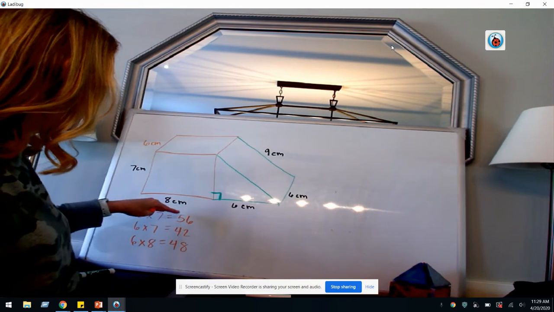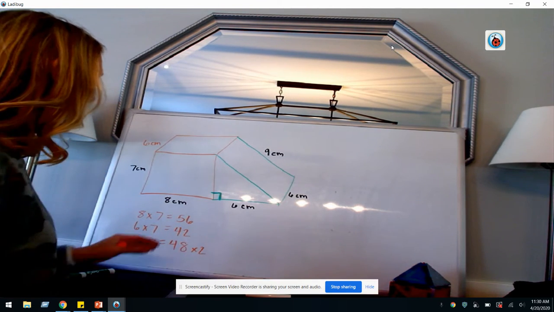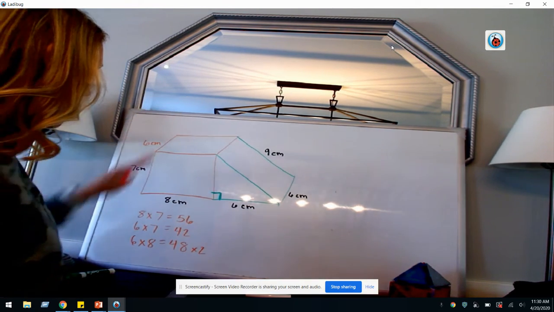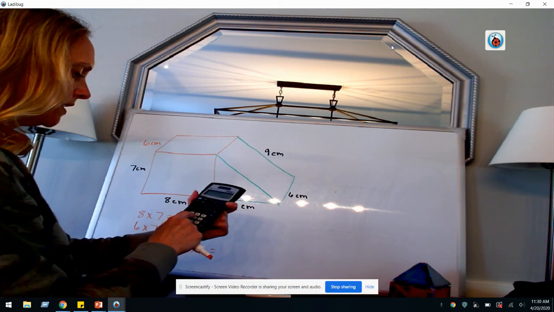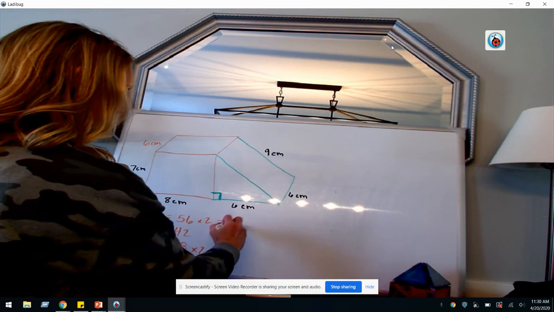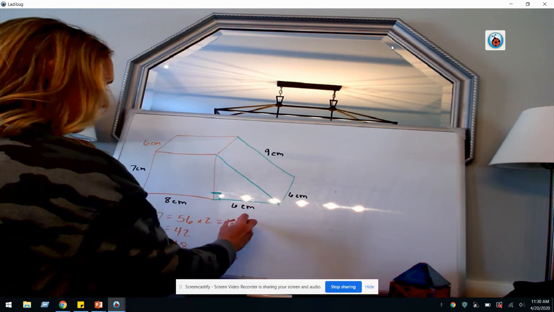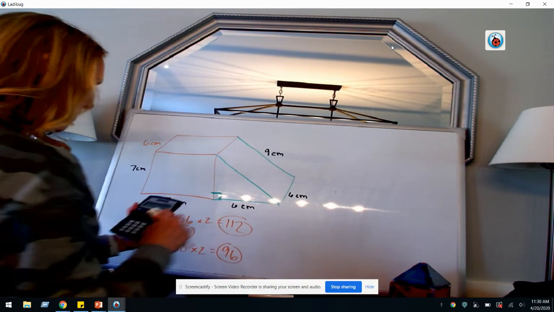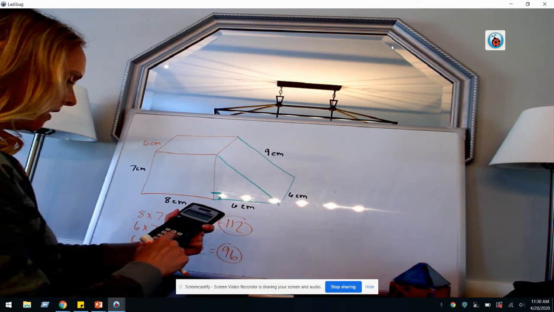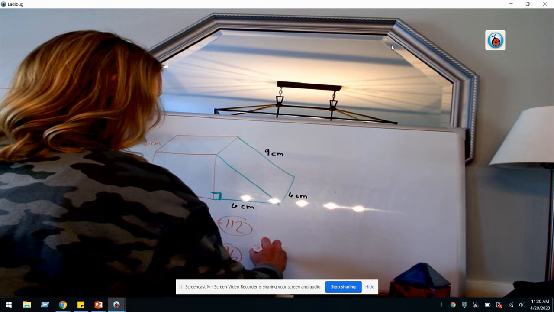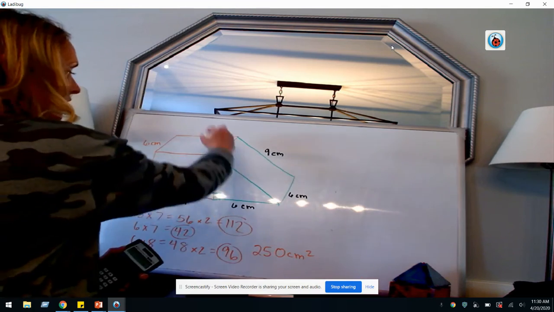I just have the top and bottom, which is 6 times 8, so this one will get multiplied by 2. And then I have this front side and the back, which is 8 times 7. All right, so I have 56 times 2, and that's 112. And then 48 times 2, which is 96. I'm going to add these 3 up. So 112 plus 42 plus 96, and I get 250 centimeters squared. And that's for my orange shape.